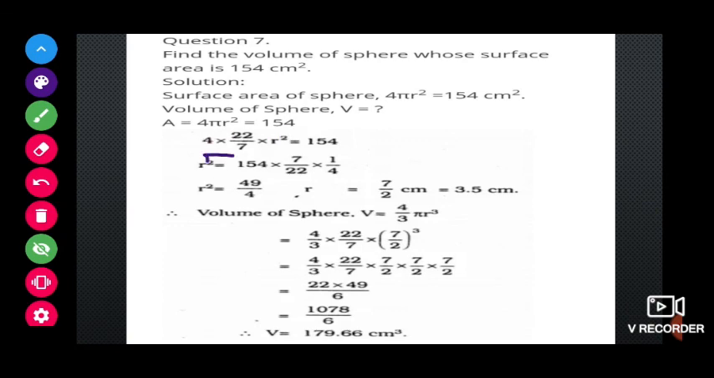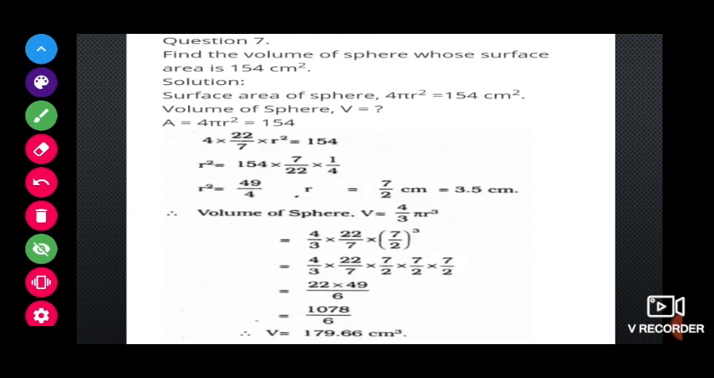So 4 pi, 22 by 7, r square is equal to 154. Now we want the radius, so let the r square stay this side and send the remaining all to that side. 154, here 22 by 7, if it goes that side, 7 by 22 into 1 by 4. So r square is equal to 49 by 4. R is equal to square root of 49 by 4, 7 by 2, that is 3.5 centimeter.